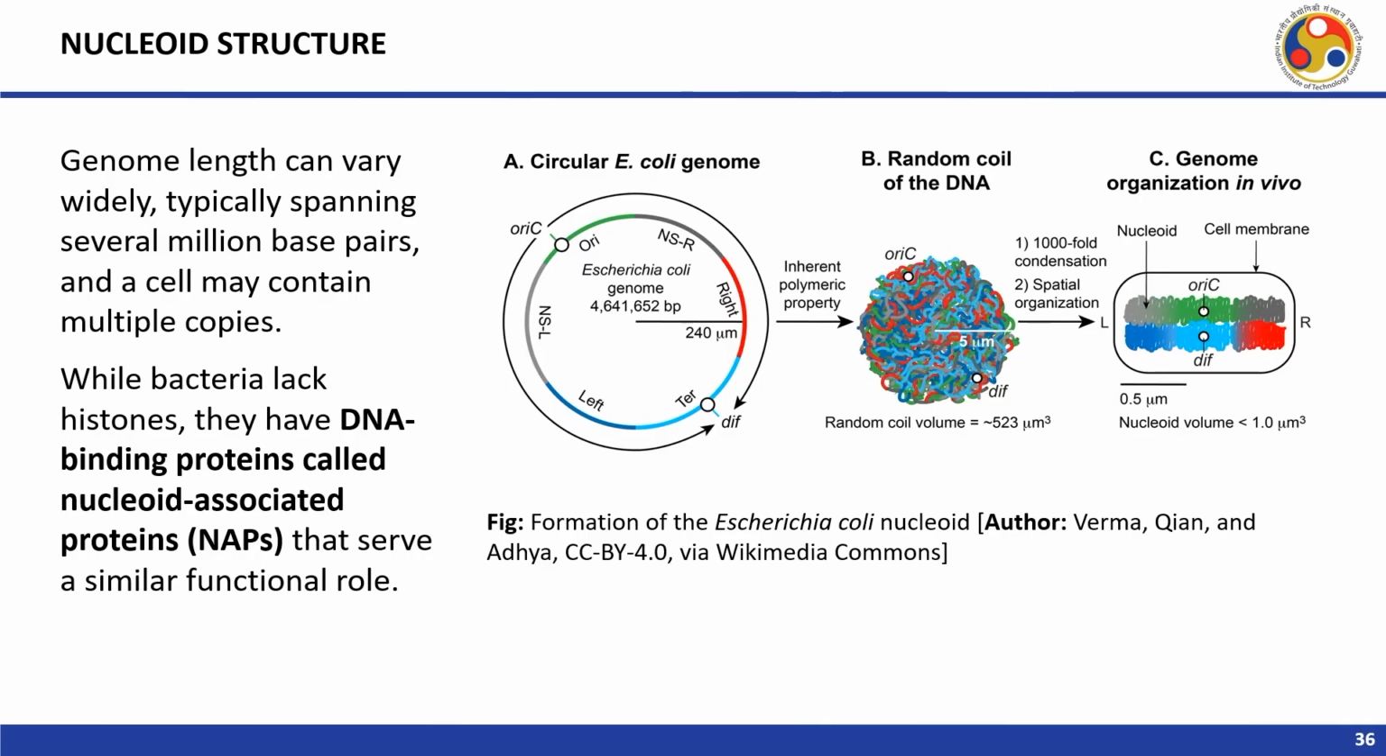The genome length varies from bacterial species to species, typically spanning several million base pairs, and a cell may contain multiple copies of such a genome. While bacteria lack histones, they have DNA binding proteins called nucleoid associated proteins, or NAPs, that serve similar functional roles like the histones.